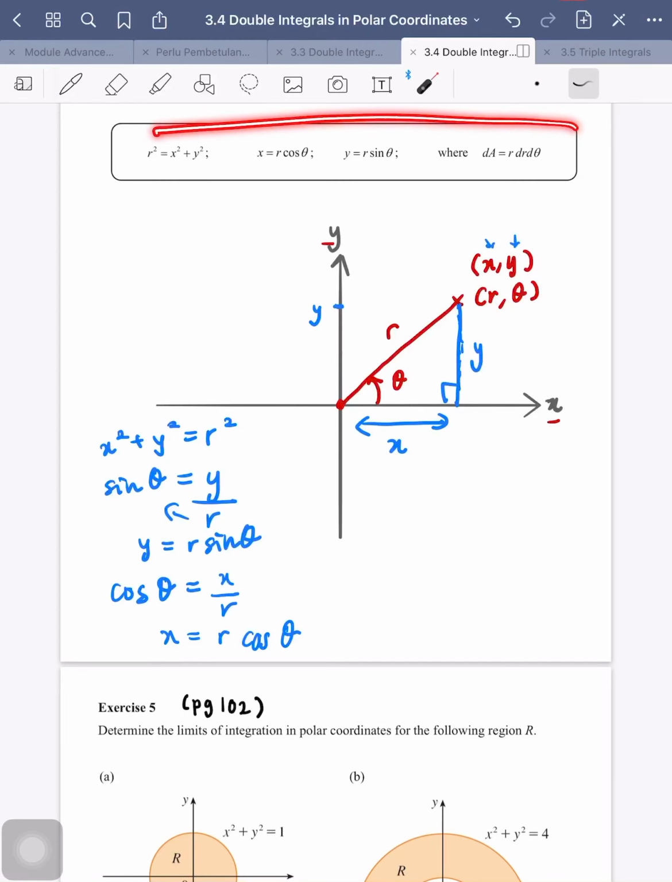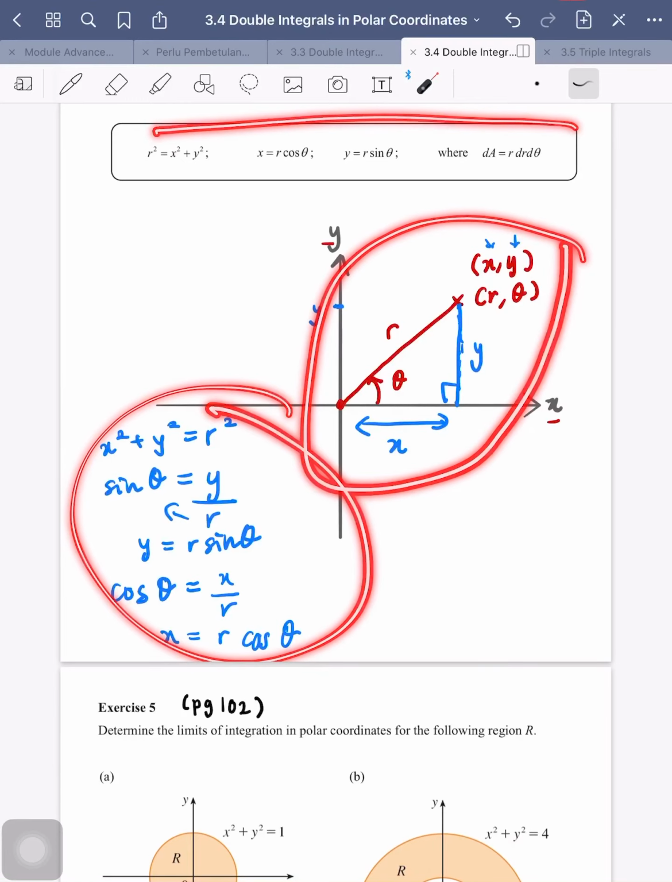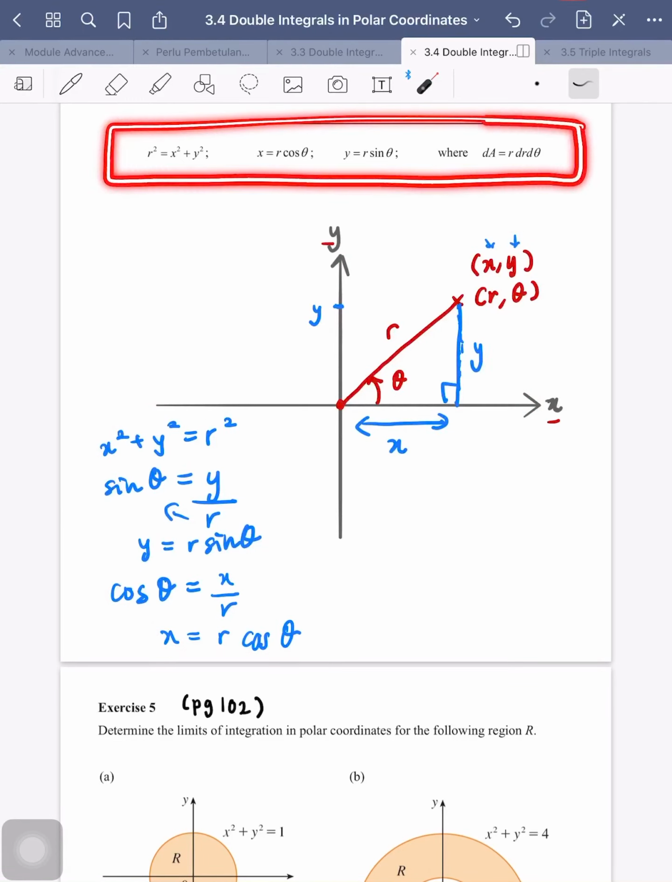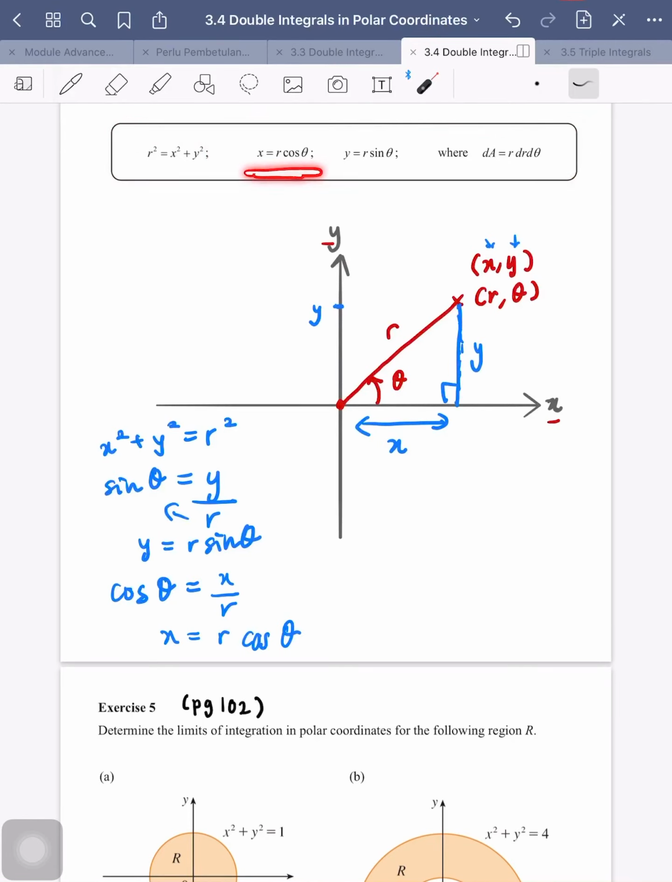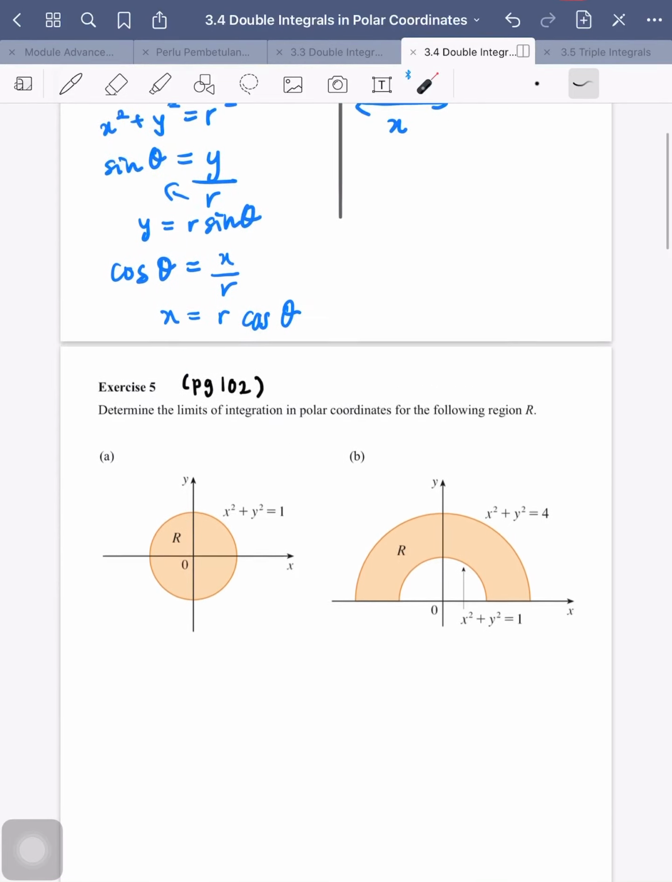What I explained just now shows and proves the equations given here. These equations are also given in the exam, so you can refer to them when answering polar coordinates questions. So r squared equals x squared plus y squared, x equals r cos theta, y equals r sin theta, and dA is r dr d theta. Don't forget the r here in the formula.